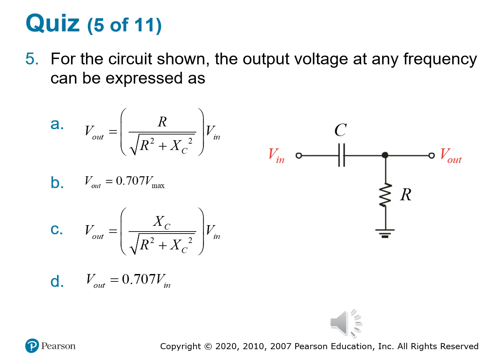Quiz question number 5. For the circuit shown, the output voltage at any frequency can be expressed as, and again, I will not be reading the equations. Is it option A, option B, option C, or option D? Go ahead and pause the video. All right, if you're back, the correct answer for number 5 is A. V sub out is equal to R divided by the square root of R squared plus X sub C squared, all inclusive, multiplied by voltage in.